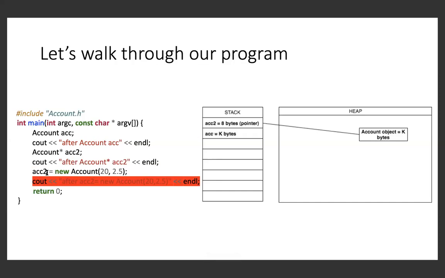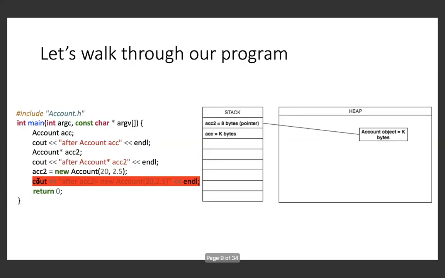When we assigned to the pointer a new account, this new keyword basically allocated on the heap, this part here, a new account object, which we can see in this box. It also has k byte size. And it has an address on the heap, like this is your RAM. It has some address of memory on the heap, and it returned the address and it was assigned to ACC2. So now this ACC2 is pointing to the address of this account object on the heap.